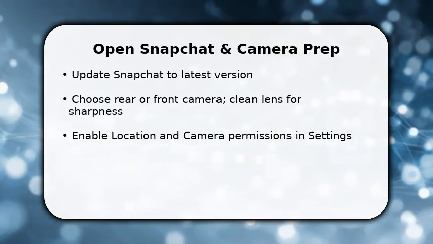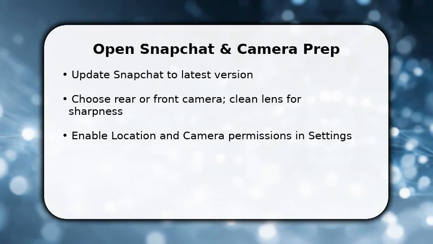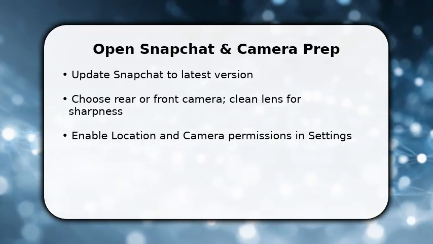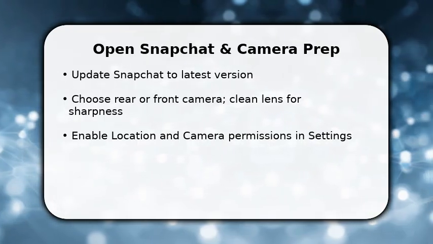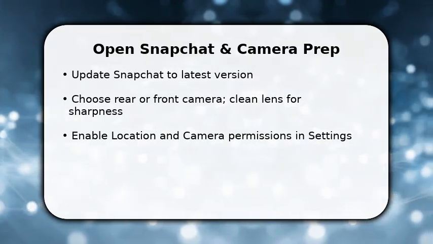You want stable hands or a tripod to avoid blur. Tap and hold the subject area to let Snapchat analyze depth. This quick step activates the portrait blur pipeline and prepares the scene for the focused portrait effect.